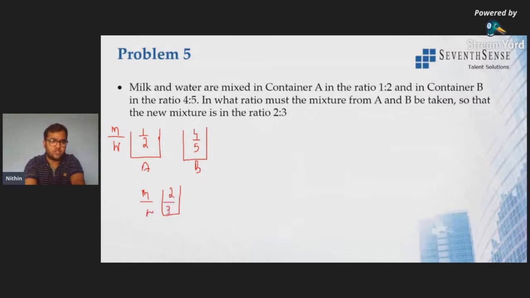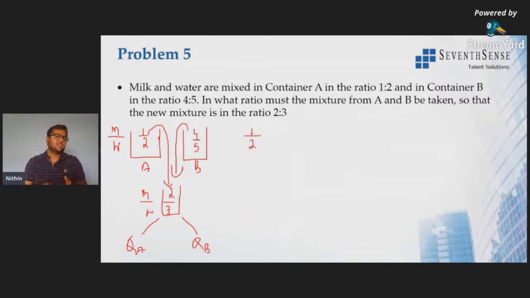So both are mixed. If both are mixed, in what quantity should they be mixed? Quantity of A, quantity of B. All right. Now, to understand this, the ratios are different. So we want to just consider one commodity. We'll just take milk, or if you want to take water, you can take water. Okay. So what is the quantity of milk in container A? It is 1 over the total quantity, which is 1 plus 2.